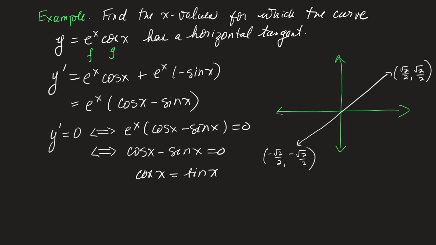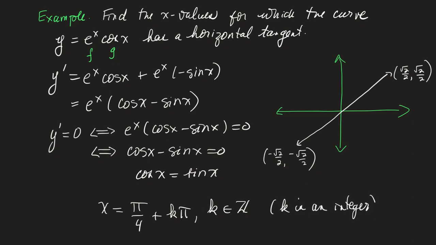But we want all values x for which sine x is equal to cos x, not just those in between 0 and 2 pi. So one way you could write your answer, you could say, well, x can be equal to pi over 4 plus 2k pi, where k is an integer, or 5 pi over 4 plus 2k pi, where k is an integer. But the nicer way to write it is like this: x is equal to pi over 4 plus k pi, where k is an integer. And that's the final answer.